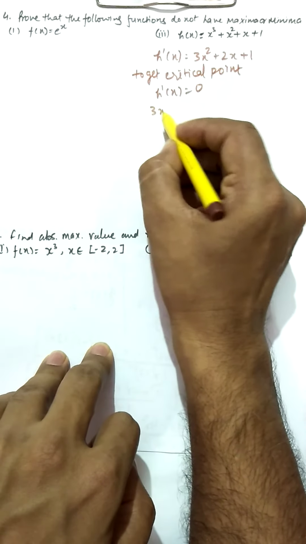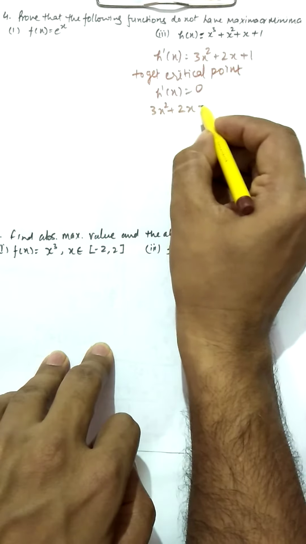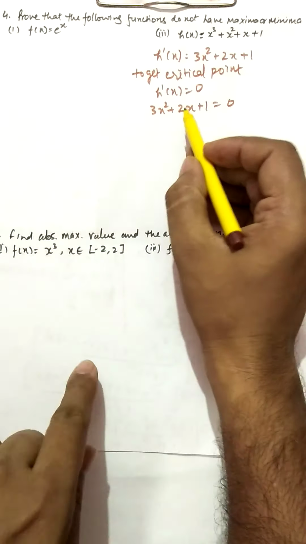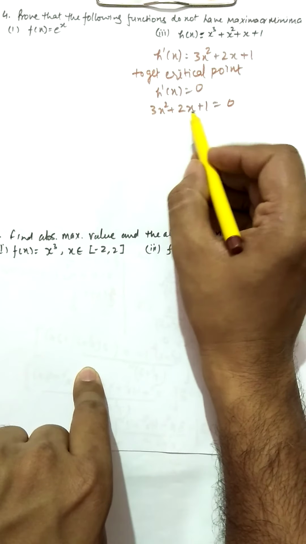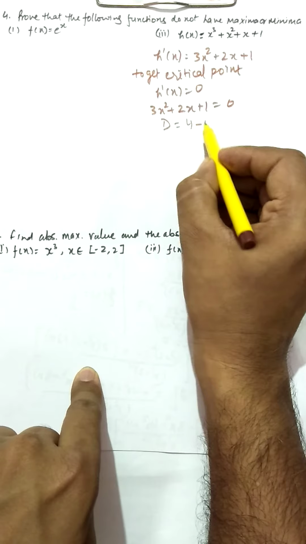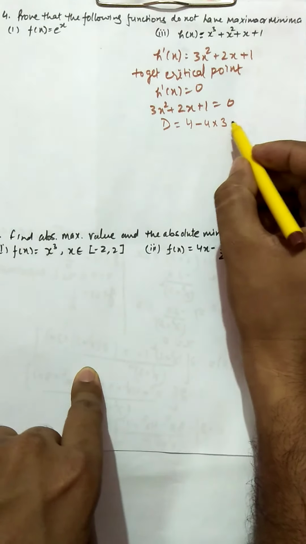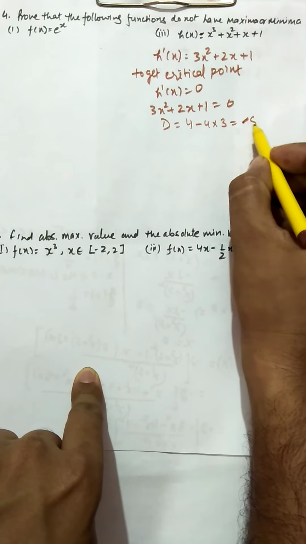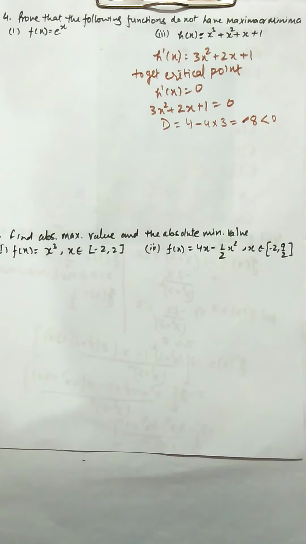So this is going to be 3x square plus 2x plus 1 equal to 0. Now if we do the splitting method, this is b square minus 4ac. So first we see D. What is D? This is b square, which is 4, minus 4 into 3, which is 12. This is going to be minus 8, so less than 0. So it means that there is no critical point.